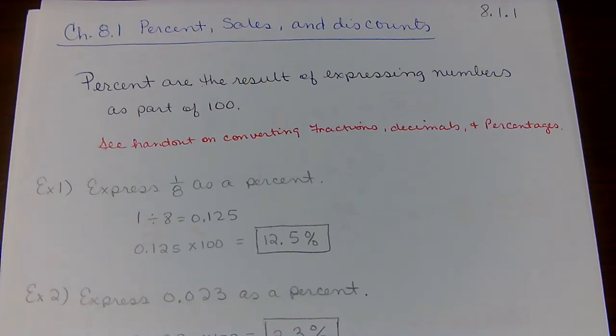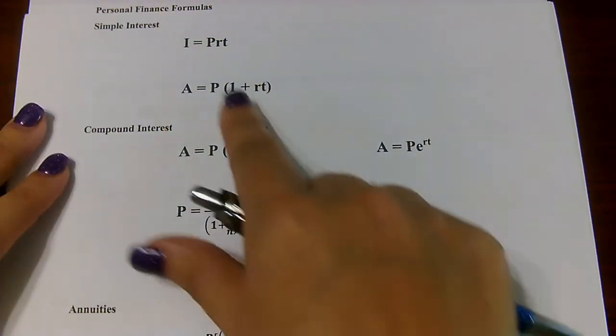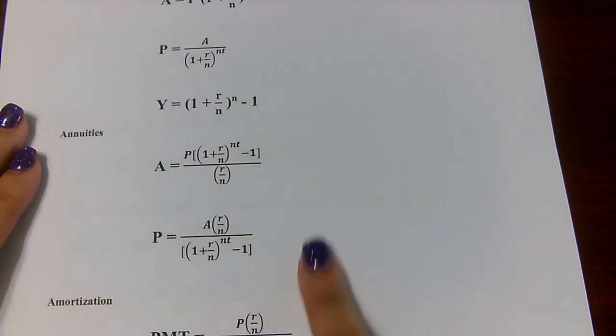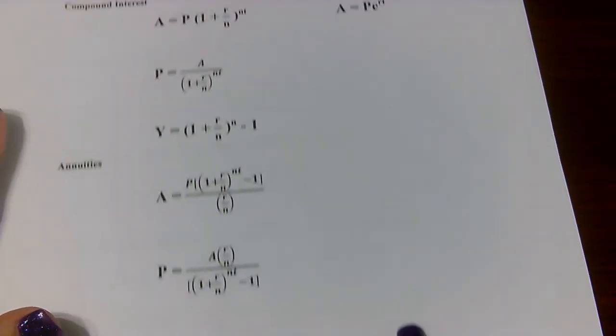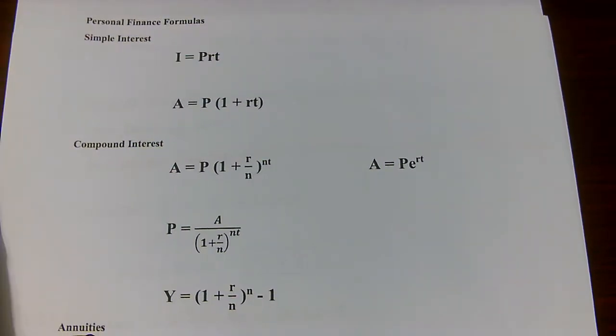In this video, we'll be covering Chapter 8, Section 1, which covers percents, sales, and discounts. It is the beginning of a new unit, so I want to let you know that we do have a formula sheet for this unit. You will be able to use this on your exam, okay? So make sure to print this out. It's under the unit materials.